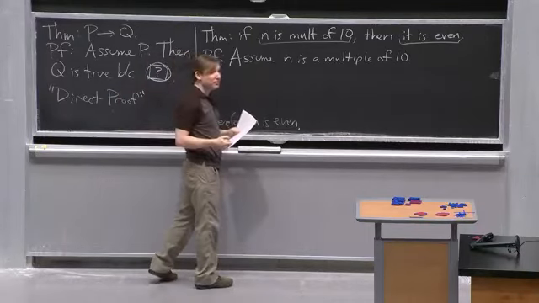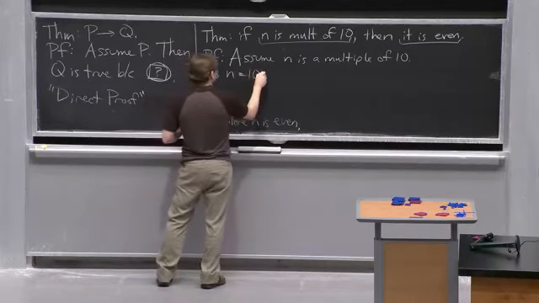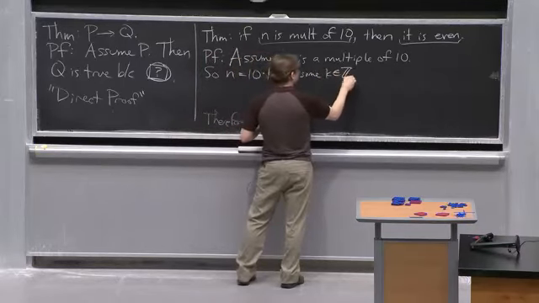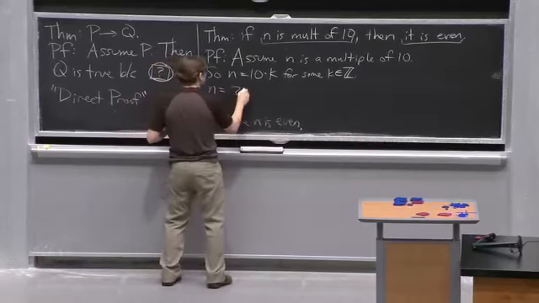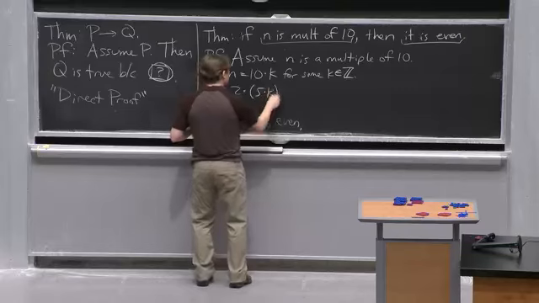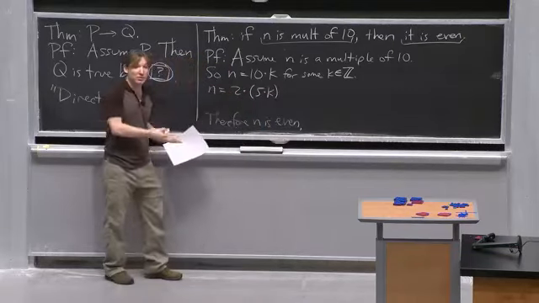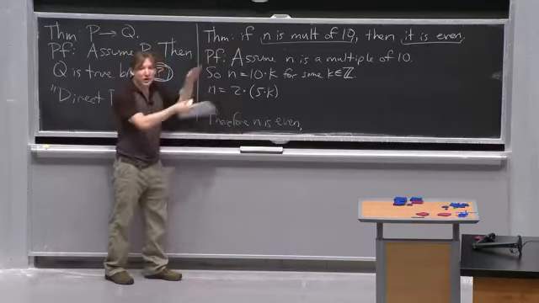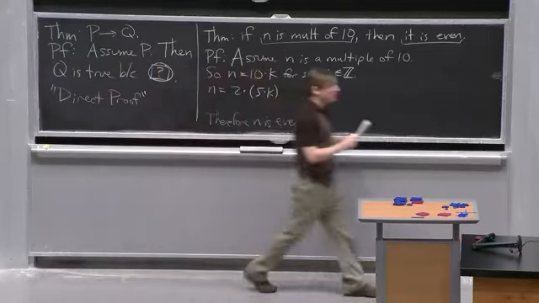Assume n is a multiple of 10. What does it mean to be a multiple of 10? So n is 10 times k for some integer k. Right? But then n equals 2 times 5 times k. And so it's 2 times an integer, therefore it's even. There's our proof. We're done. Just by identifying where we're supposed to start and where we're supposed to end, we were able to bridge the gap. Sound good? Nice. So there's another common way of proving implications.